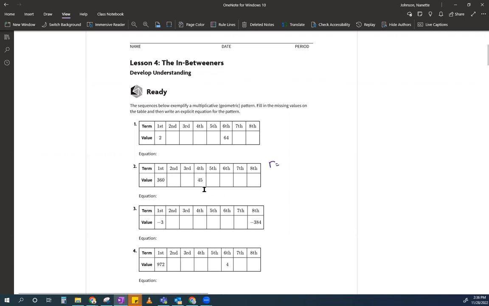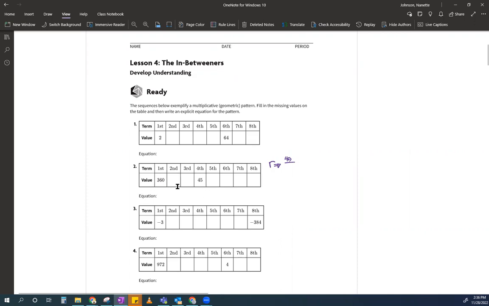So I'm going to start with the 45. This is how I'm going to find my R. So 45 divided by 360. And then I'm going to simplify that, which I know that there's 1 45, and there's 2 45s in a 90, and there's 4 90s in a 360. So this is probably going to be 1/8.